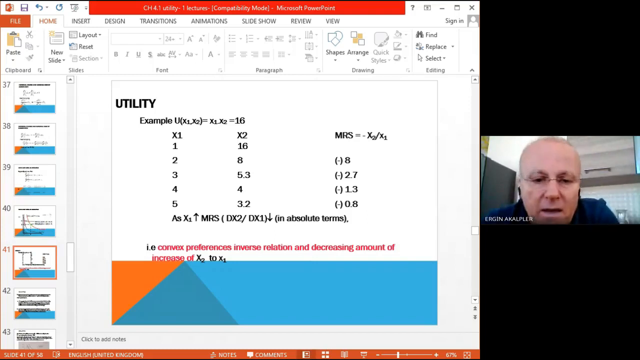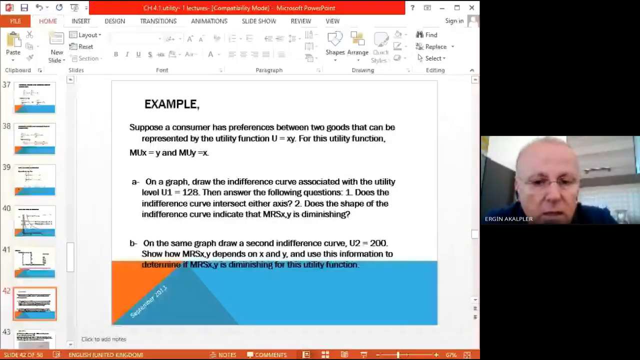And for the last, the marginal rate of substitution, minus x2 over x1, will then be 0.2. This is then convex preferences, an inverse relation, and a decreasing amount of increase realized between x2 and x1, as suggested in the given example. Of course, when we have another example, we need to calculate the equation that is supposed to be in the given example.